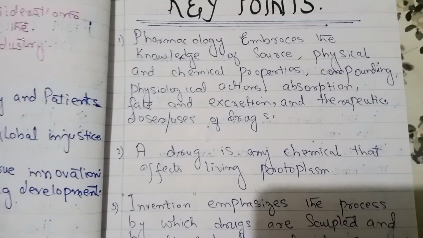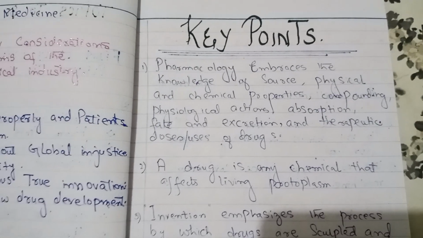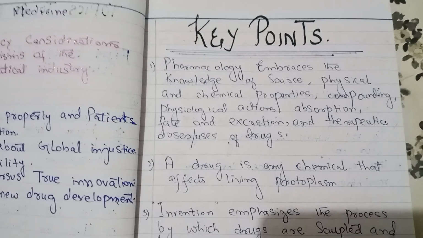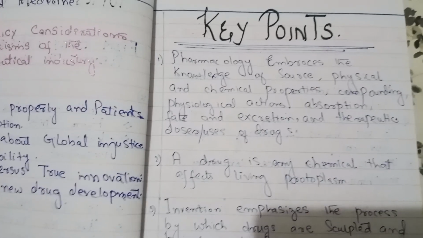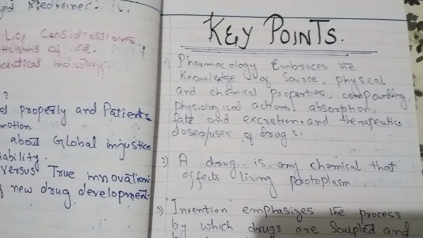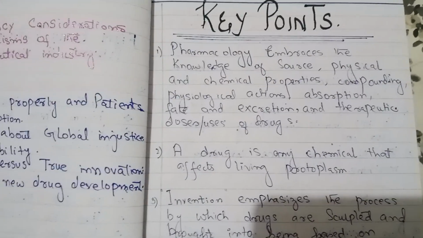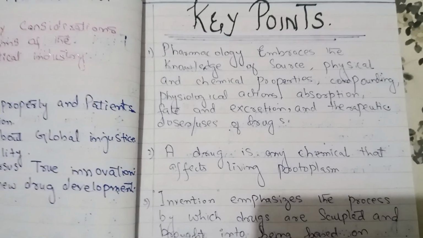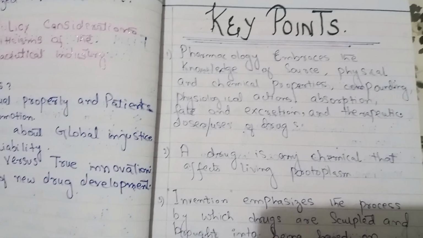Number 2: a drug is any chemical that affects living protoplasm. Here you are going to study the term drug. Here drug doesn't mean any abuse material. We know we have used drug as an abuse material, but a drug is any chemical that affects the living protoplasm. A medicine could be a drug as well.